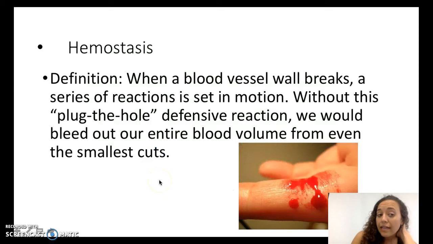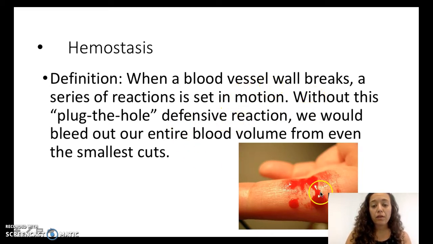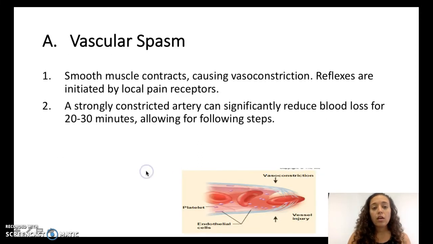Okay, so now we're going to get into hemostasis. Hemostasis is when you are bleeding and the bleeding needs to stop. So your blood vessel breaks, either you get cut or something occurs in which it breaks, and now the defensive reaction will occur, so that you can't, quote unquote, bleed out. Okay, so step 1 is vascular spasm. There's smooth muscle inside of your vessel, and that smooth muscle is going to constrict, and that's going to momentarily reduce blood loss for about 20 to 30 minutes. So the artery will tighten up so that you can't bleed.